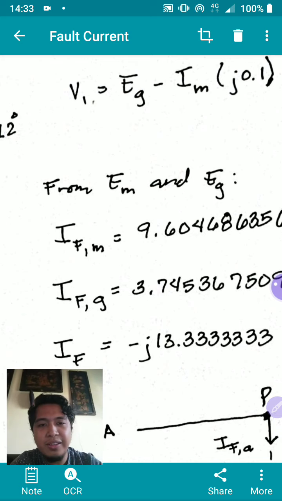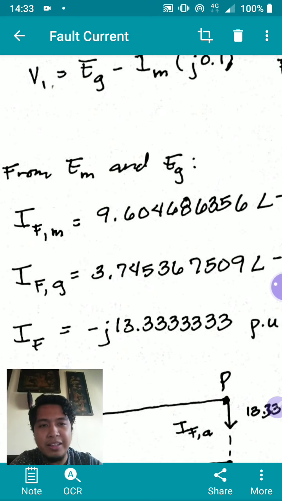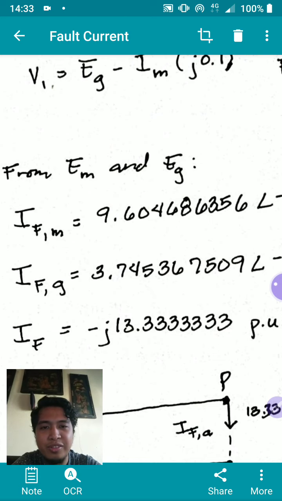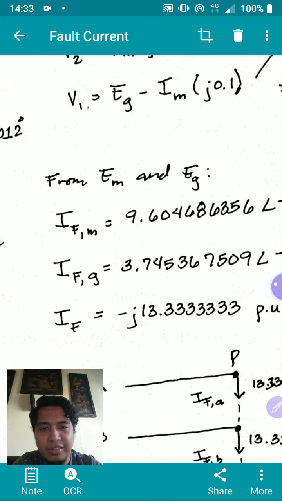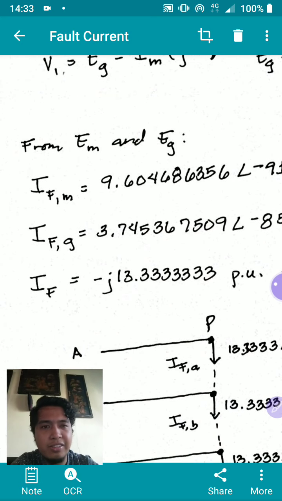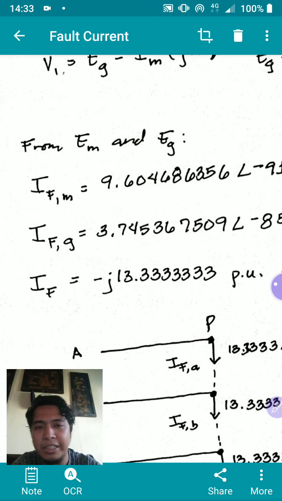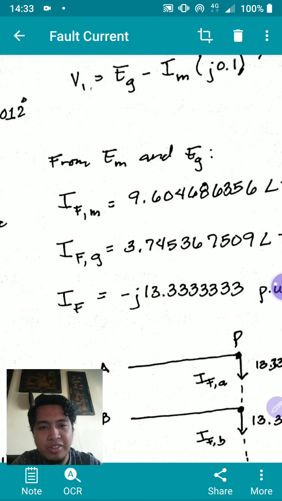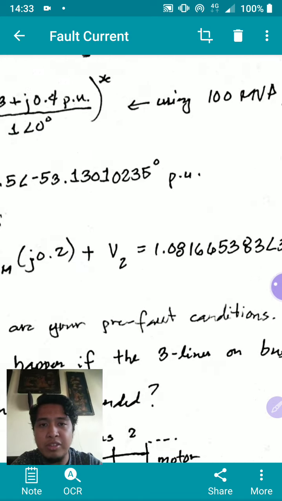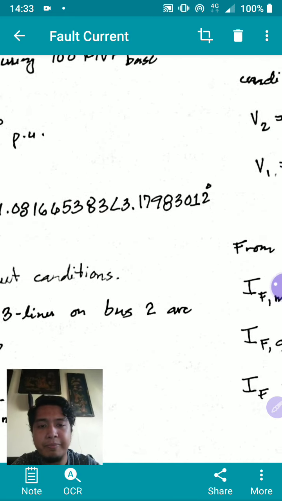It increases by more than 10 times. Well, anyways, I guess I scaled the problem badly, but yeah. And then your generator is now experiencing 3.7 as compared to 0.5.